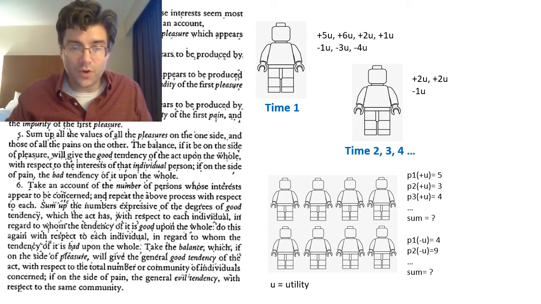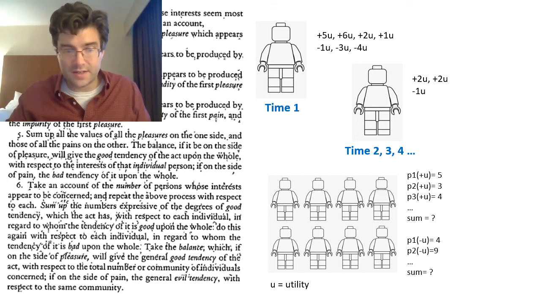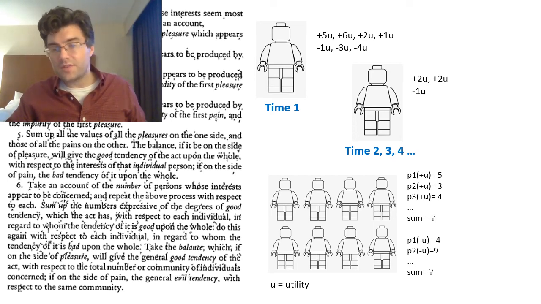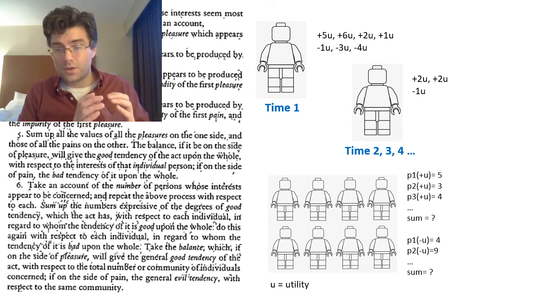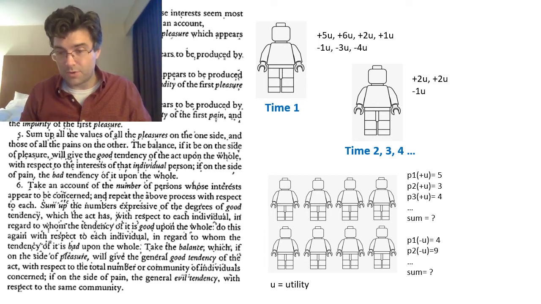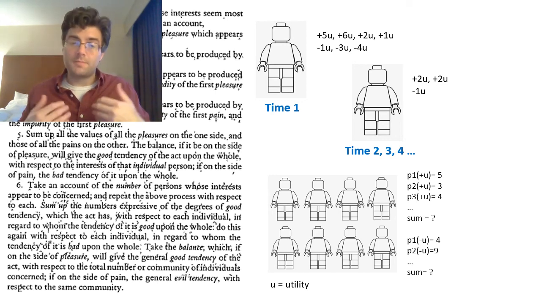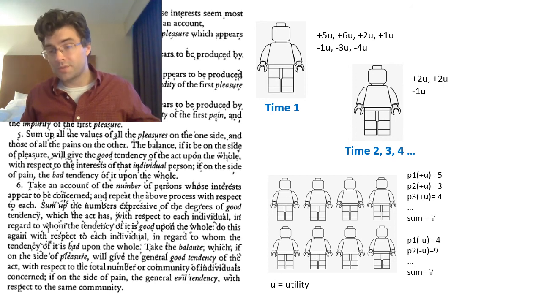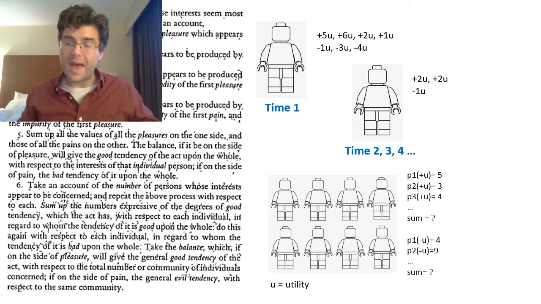"Take the balance, which if on the side of pleasure will give the general good tendency of the act with respect to the total number of community of individuals concerned, if on the side of pain, the general evil tendency with respect to the same community." So in other words, we just sum up the total positive utilities and the total negative utilities for each of the individuals in our analysis, and that gives us the total utility for the community. And if it's positive, then that tells us that the action would have some positive benefit for the community. And the number gives us an estimate of what that total positive benefit is. And if it's negative, then it tells us what the total harm to the community will be. And the number gives us, again, some measure of the magnitude of that harm.